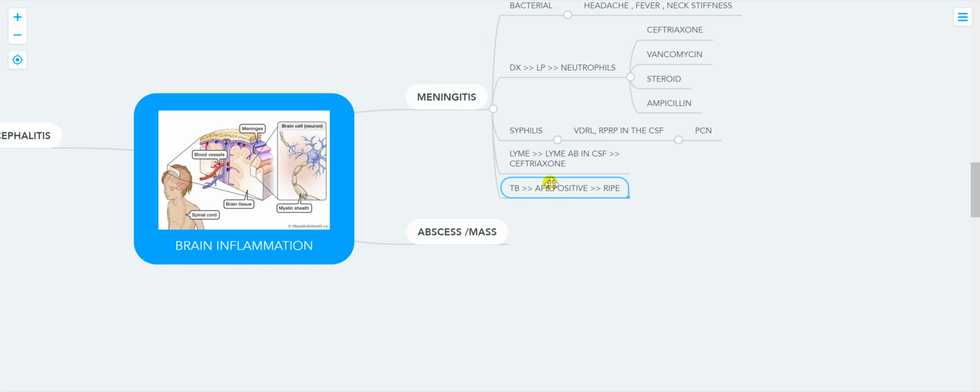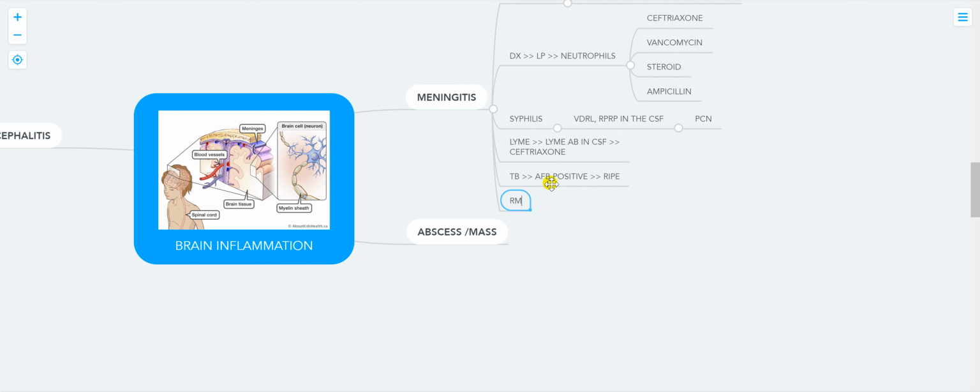And what else could it be? It could be Rocky Mountain spotted fever. What do you do? You do Rocky Mountain spotted fever antibody in CSF. And then you treat it with ceftriaxone, same thing as Lyme disease.